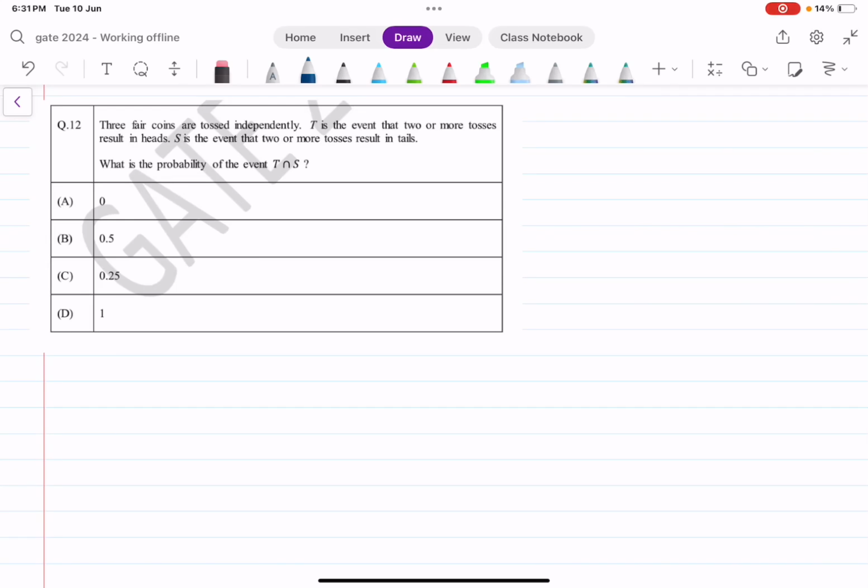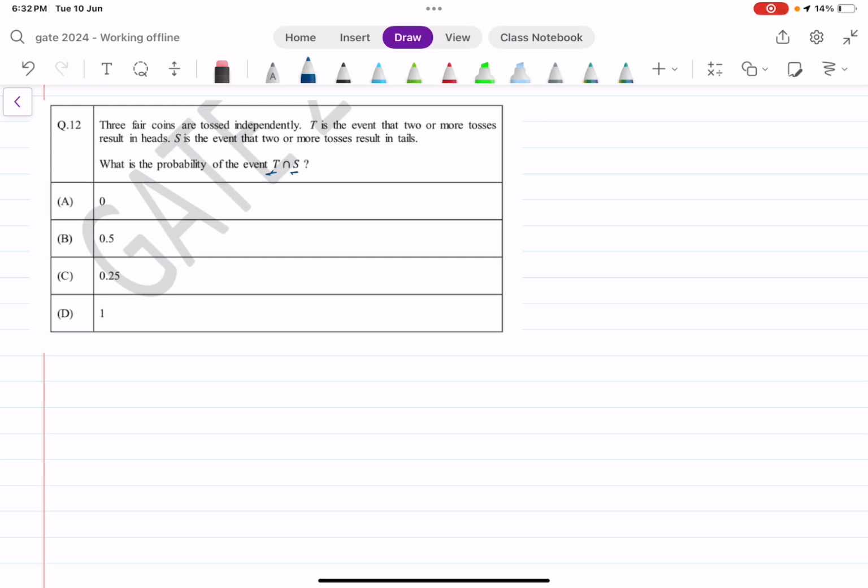Hey everyone, let's see this question 12. In it, we are given three fair coins, and it is said that they are tossed independently. T is the event that two or more tosses result in heads, and S is the event that two or more tosses result in tails. Now we have to find the probability of the event T intersection S.